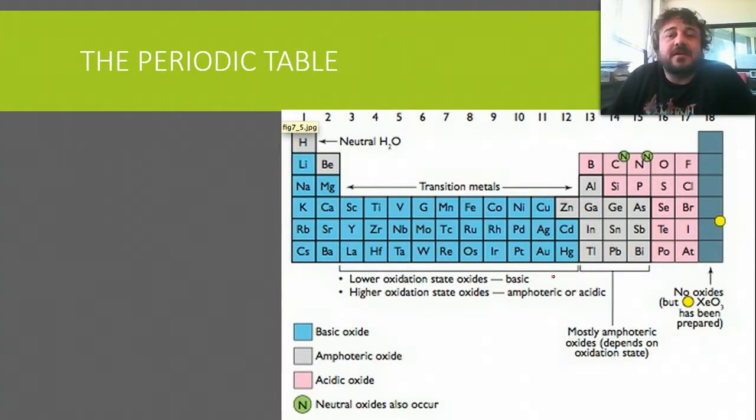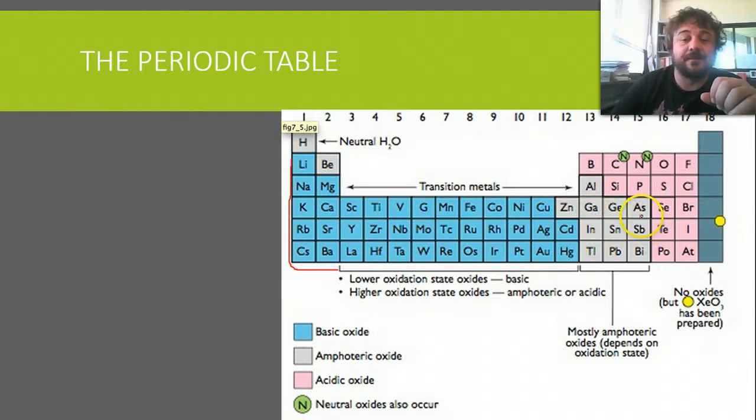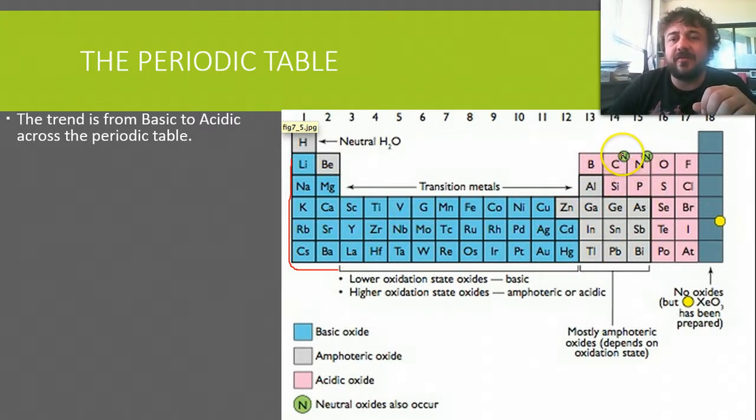Alright, so the periodic table, how does this relate? Basically, in our diagram here, and this is just from your textbooks, you can see that the metals generally form basic oxides, the non-metals generally form acidic oxides, and in the middle here we've got these amphoteric ones. Now these aren't all quite amphoteric, it depends on the oxidation state, but generally this is where all our amphoteric ones live. Some of them can be neutral as well, it can be either or.